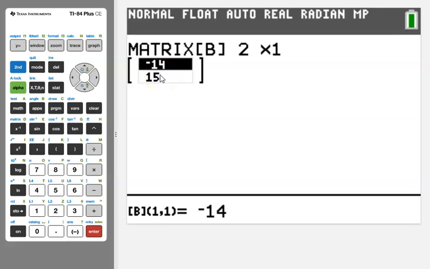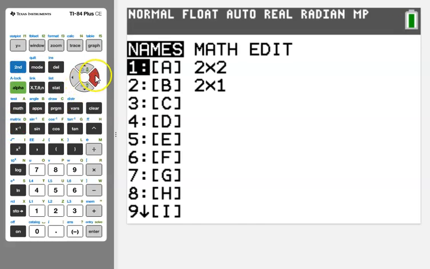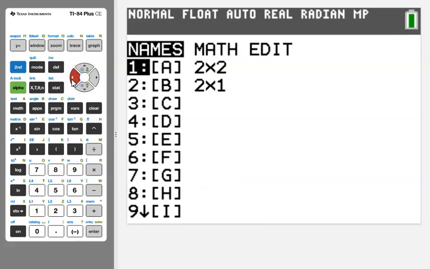Okay, the next step is to solve the matrix equation. So go out of your matrix by typing second mode, that's quit, and then type this sequence of keystrokes to solve it. So it's second matrix, edit. No, let's go back and try that again. I'm going to clear and start over.